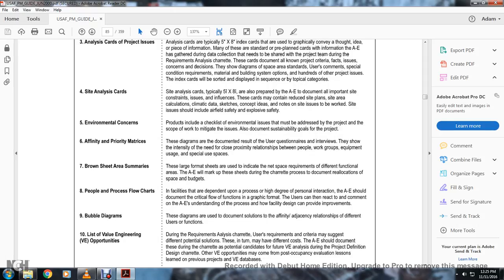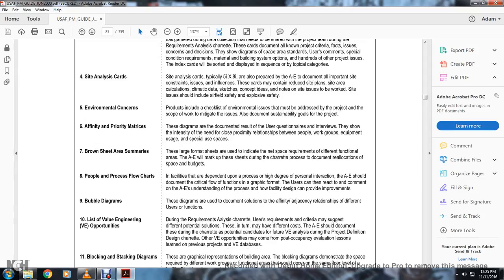The users can react to the comment with the architectural engineer under the process of the facility design can be provided with improvements. Bubble diagram. The diagrams should be used. Documentation solution, affinity, adjacent relationship, different the user function, the list of the value engineering.